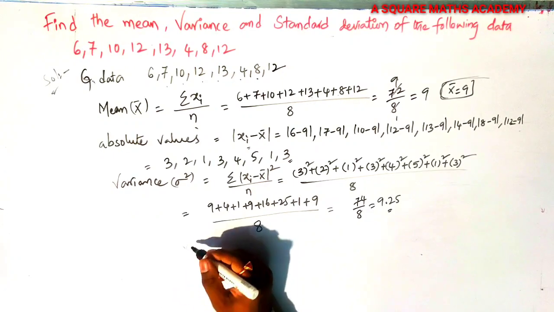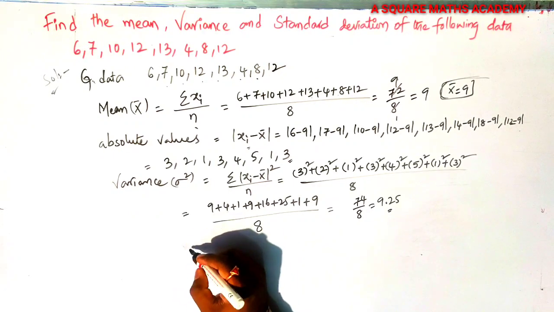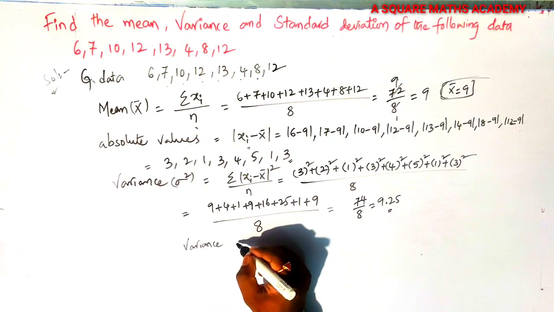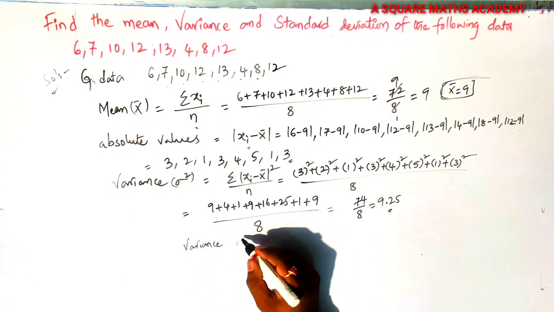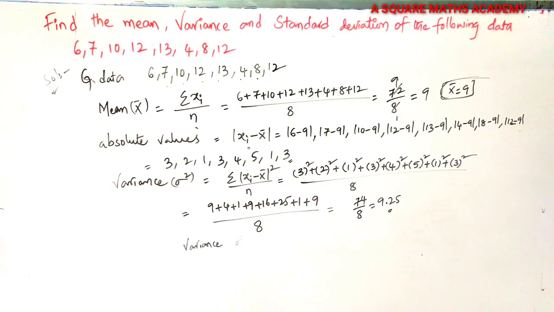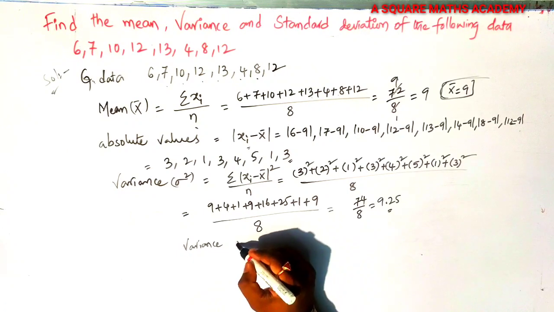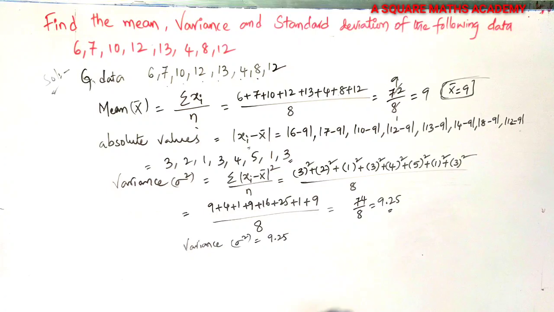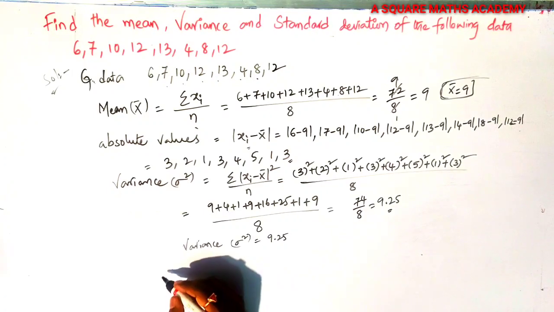That is nothing but the variance of the given data. So we write now: variance of the given data is denoted by sigma square, that equals 9.25. Now we find out the standard deviation.